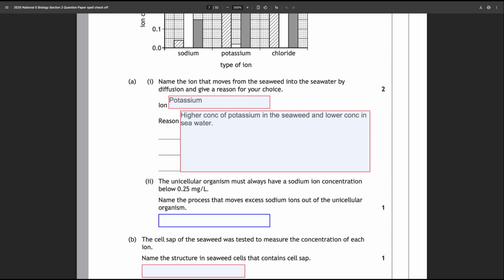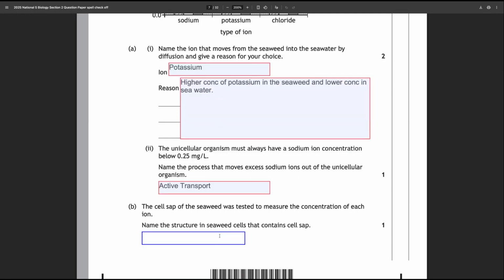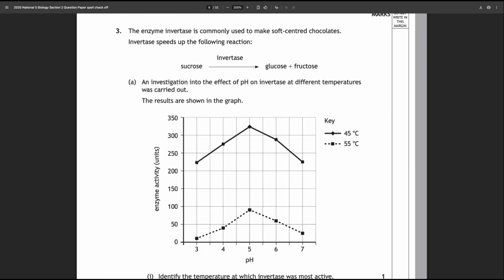So if it wants to move sodium ions out of itself, it will need to use the opposite method of transport, which is active transport. That's where we go from a lower concentration to a higher concentration. And lastly, the cell sap of the seaweed was tested to measure the concentration of each ion. Name the structure in seaweed cells that contains cell sap. So the cell sap is contained in the structure called the vacuole, and that's a fairly straightforward knowledge-based question for you to answer.